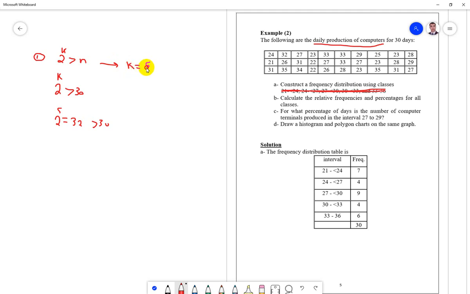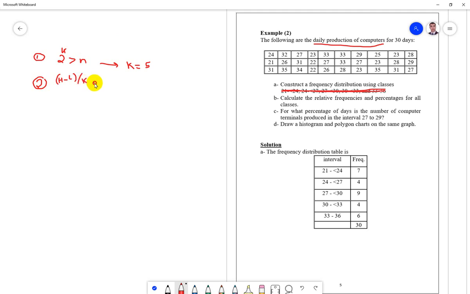The number of classes in that case will be 5. That is step 1. Step 2, you have to find the class width or length. So step 1 we find the number of classes or intervals, and step 2 we find the length of the interval or class. The length or width, we said, equals the highest value minus the lowest value, all divided by k.